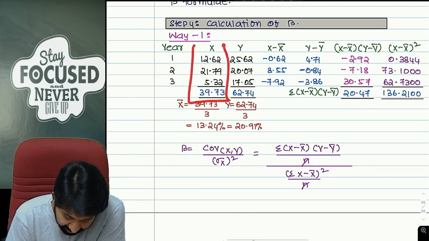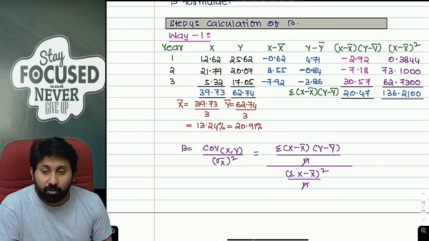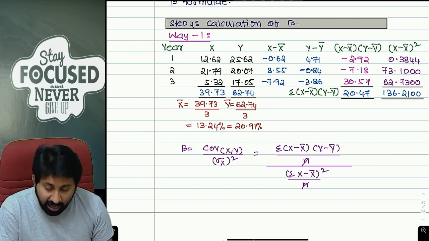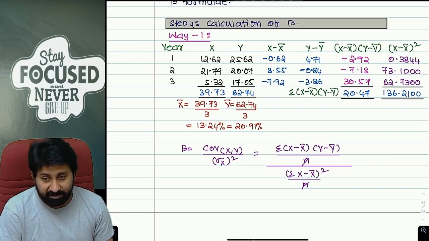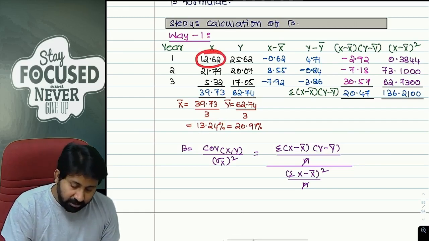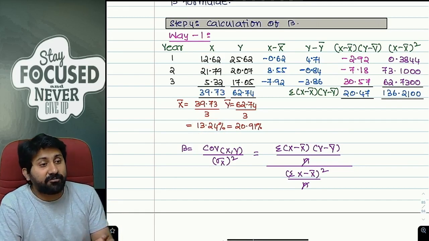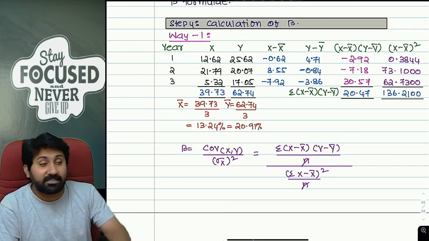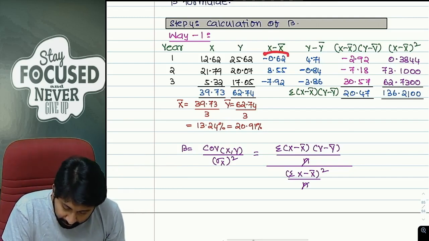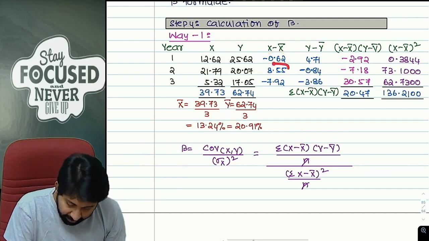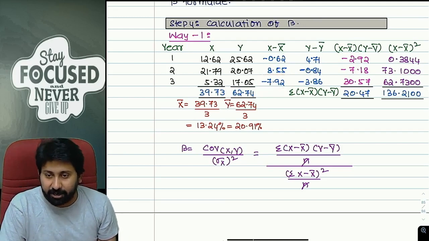So, the market average is 13.24. Market has given a total return over the 3 years of 39.73, and the average happens to be 13.24. This is the total return and the average return. The first year is 12.62, but the average is 13.24. That means the average we calculated has a deviation from the actual information. What is the deviation? Minus 0.62 for the first year, 8.55 for the second year, minus 7.92 for the third year.